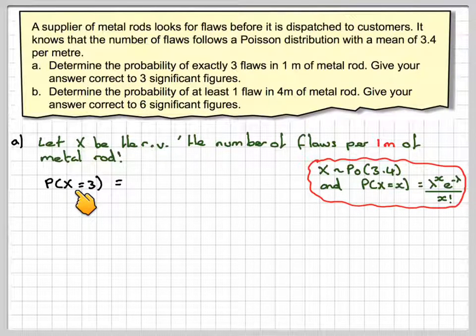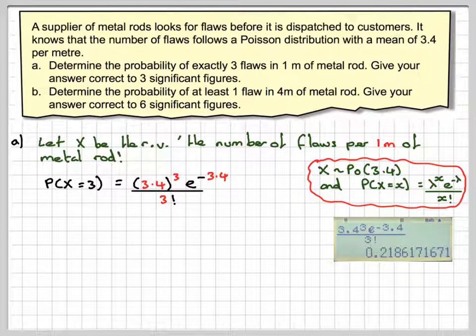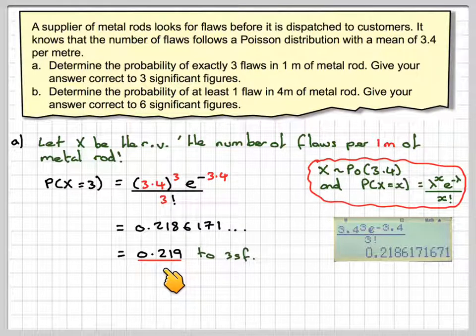So we'll just use a calculator to calculate this. The probability that X is equal to 3 will be equal to 3.4 to the power of 3, e to the minus 3.4, divided by 3 factorial. Using the fraction button, the e button and the factorial button, we'll get an answer of 0.218617. We're asked to give it to 3 significant figures, so we get 0.219 to 3 significant figures.